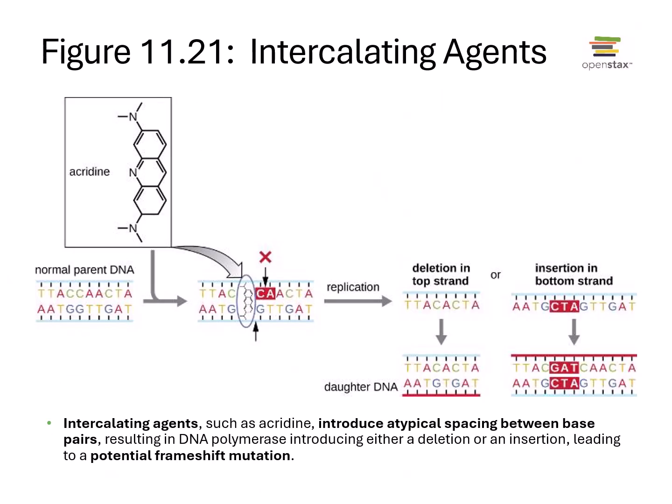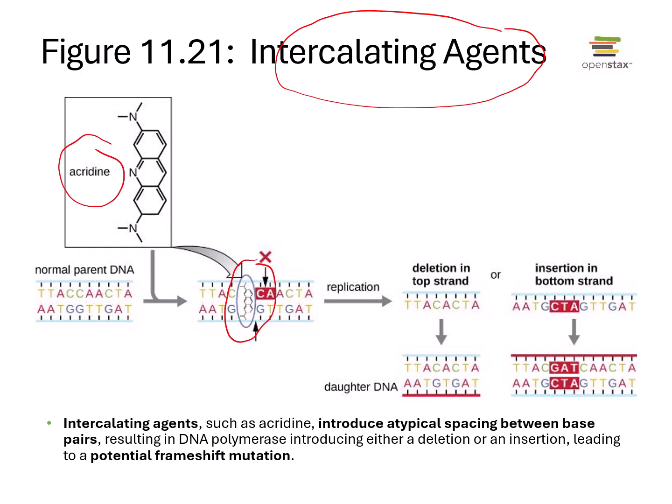We also have mutagens called intercalating agents, and these include ethidium bromide or acridine orange that we use to stain nucleic acids. So here I can see acridine is inserting itself into my DNA double helix. It likes to insert itself between the base pairs. What can happen is it introduces atypical or abnormal spacing between base pairs, and this can lead to a potential frameshift mutation.